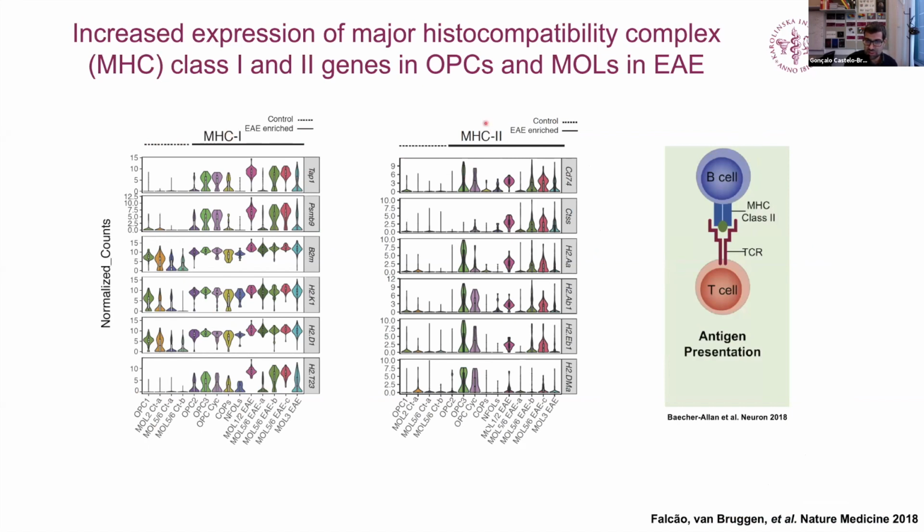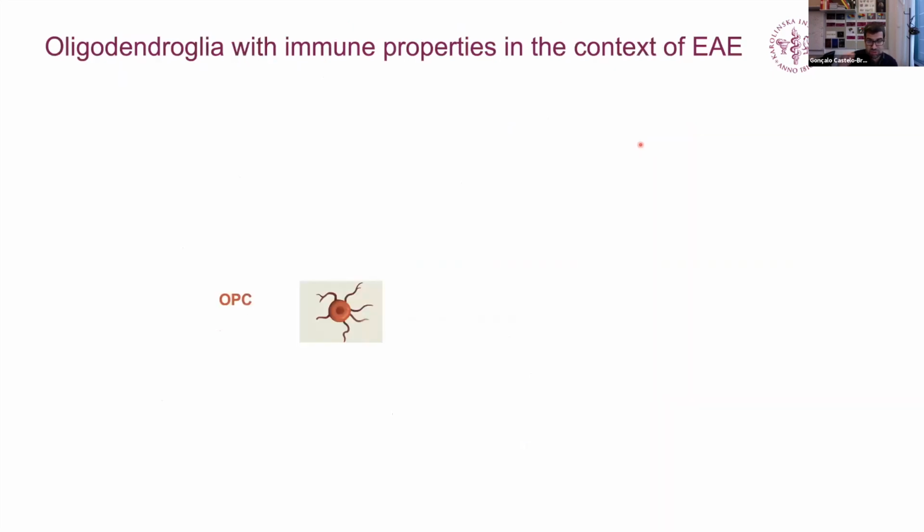But in particular, MHC class 2, there were subpopulations of OPCs and mature oligodendrocytes that express MHC class 2. Now, this was quite interesting since MHC class 1 and 2 are usually present in antigen-presenting cells, and oligodendrocyte lineage cells have not been defined as antigen-presenting cells.